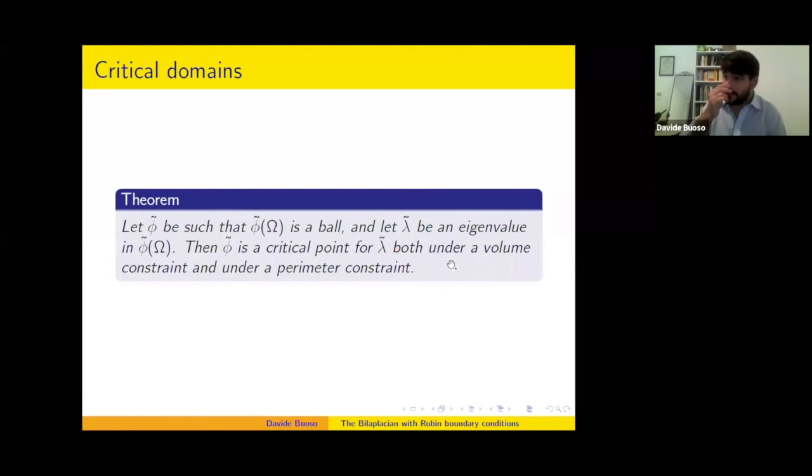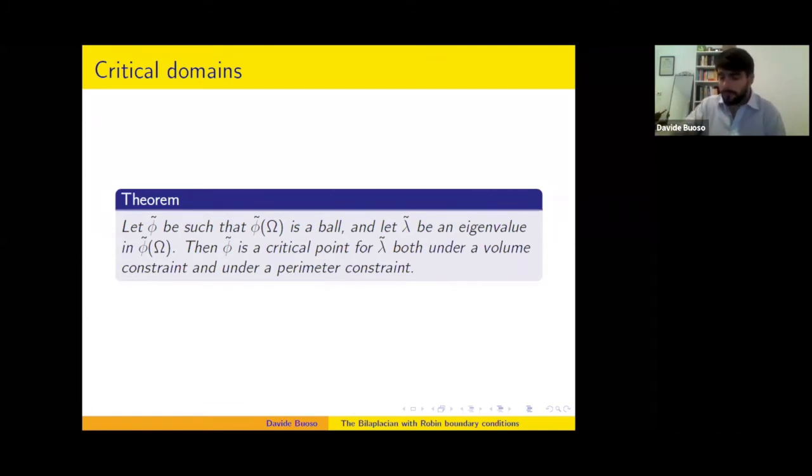Of course, this does not answer the question of shape optimization. Say, is lambda 1 maximized or minimized by the ball under perimeter or volume constraint? I would like to remark that this problem is very difficult. It has been solved just in a very limited number of cases. For instance, for the Dirichlet problem, it's still an open problem. It's known as the Rayleigh conjecture. It's been proved in dimensions 2 and 3, but the general case is open.